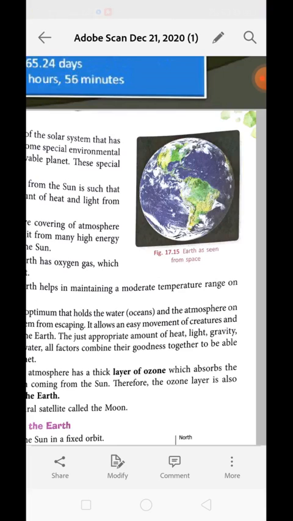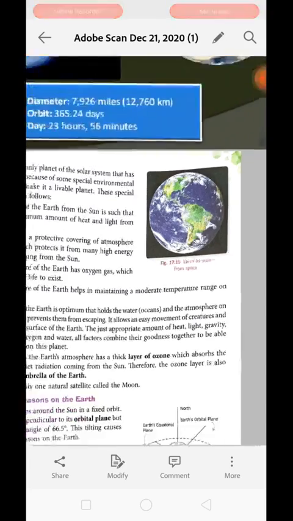Besides all these, the Earth's atmosphere has a thick layer of ozone which absorbs the harmful ultraviolet radiation coming from the sun. Therefore, the ozone layer is also known as umbrella of the Earth. Earth is having only one natural satellite, that is called moon. We have learned about phases of moon. Now, change of season on the Earth.